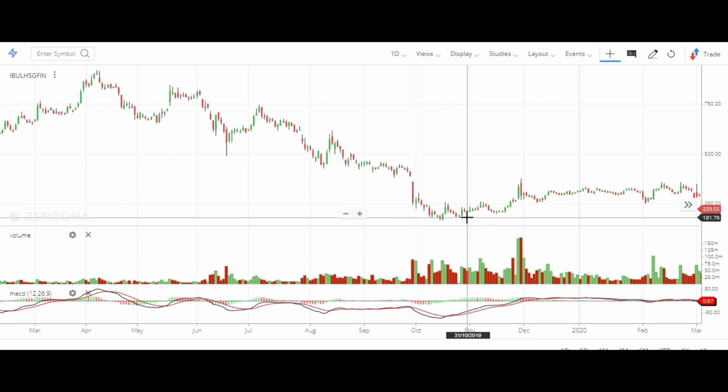All right, folks. So that is a quick glimpse of how you can capitalize using the MACD indicator.